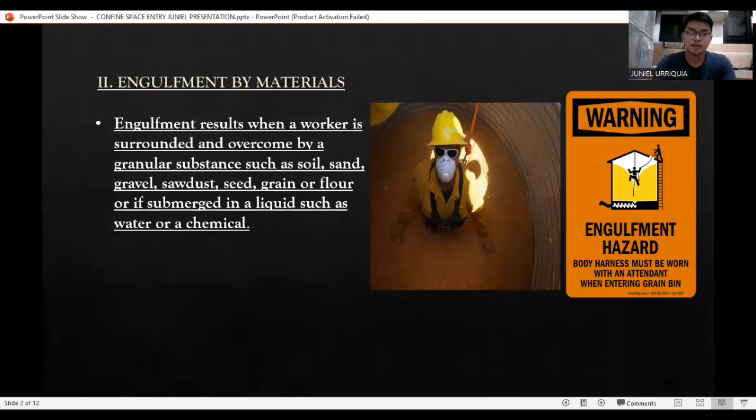Engulfment by materials. Engulfment results when a worker is surrounded and overcome by a granular substance such as soil, sand, gravel, sawdust, seed, grain, or flour, or is submerged in a liquid such as water or a chemical.